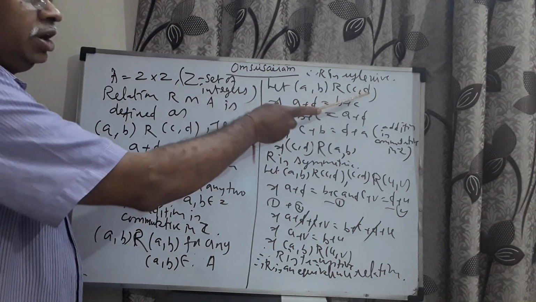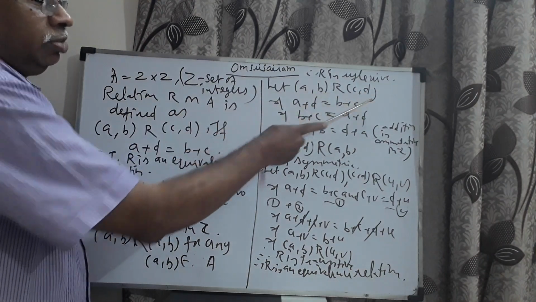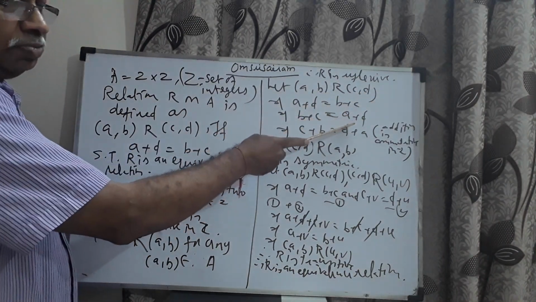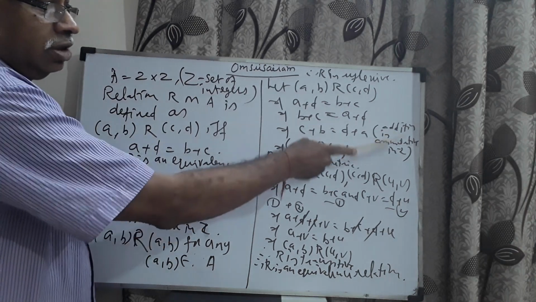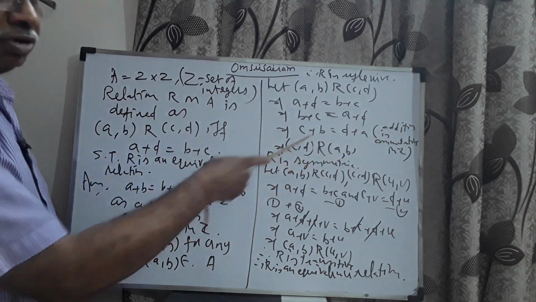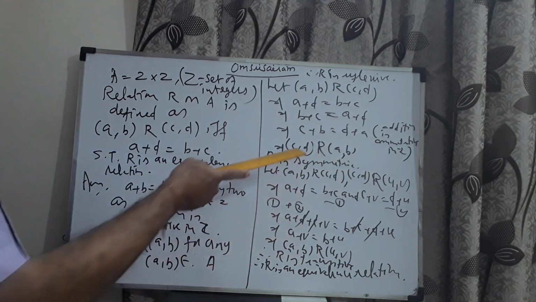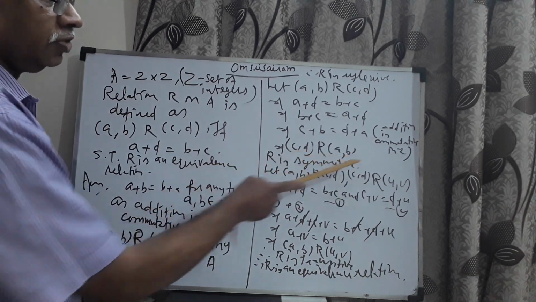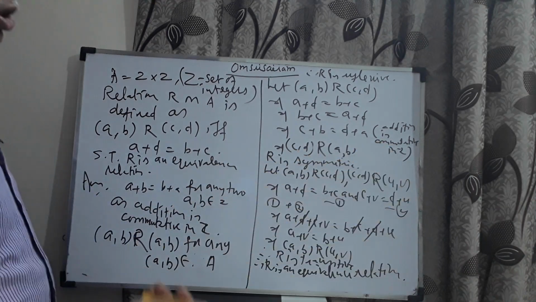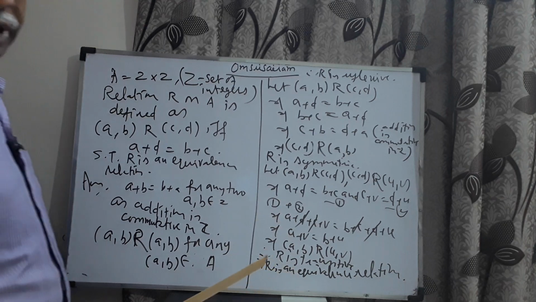If (a, b) is related to (c, d), a plus d will be equal to b plus c. I can write b plus c is a plus d. I can write c plus b is equal to d plus a because addition is commutative. I can use commutativity in both LHS and RHS. Therefore, (c, d) will be related to (a, b). c plus b is equal to d plus a, it's true. Therefore, this is the real meaning of symmetric nature.